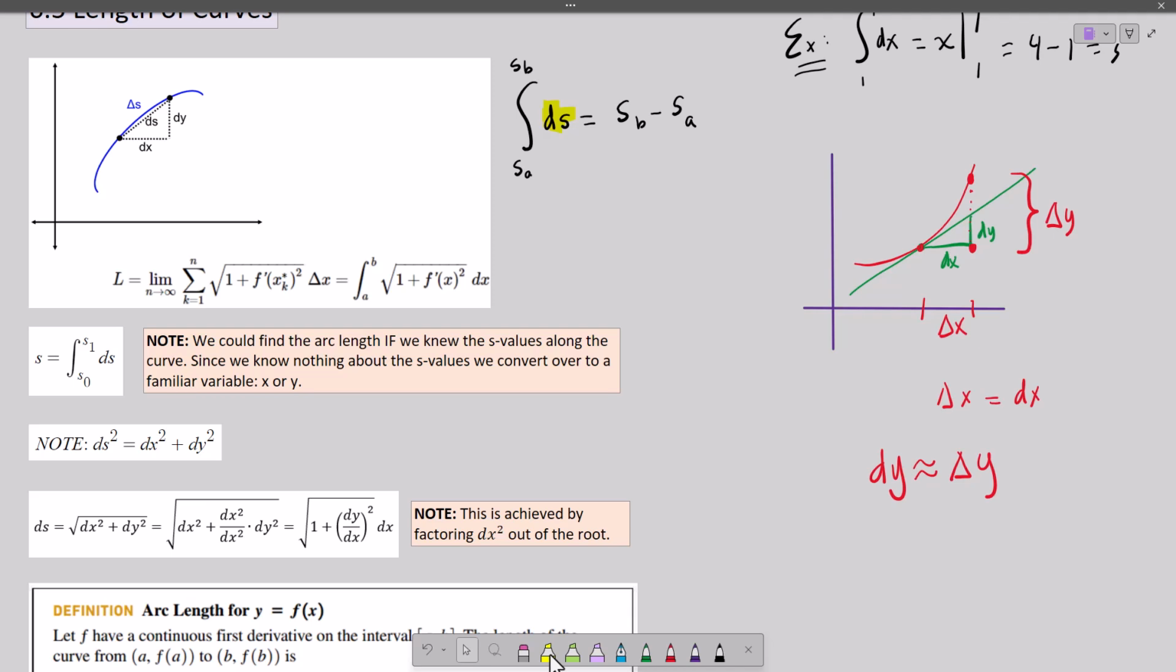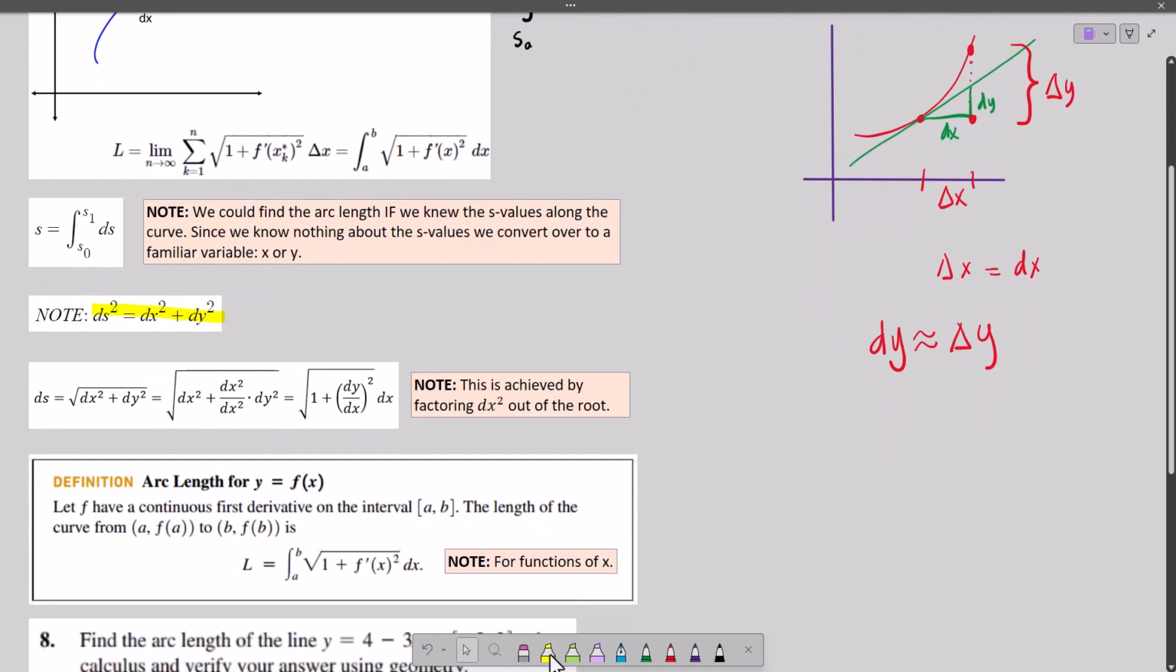Well, look at this differential triangle. Yeah, we know the Pythagorean theorem. And if you solve for ds, take the square root of both sides. We'll choose the positive square root. Now here is algebra.